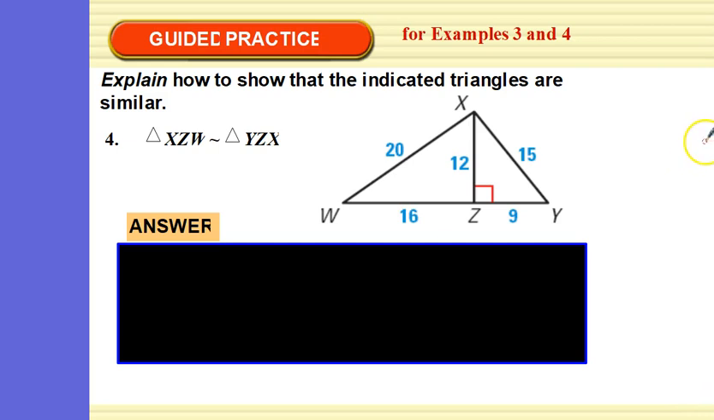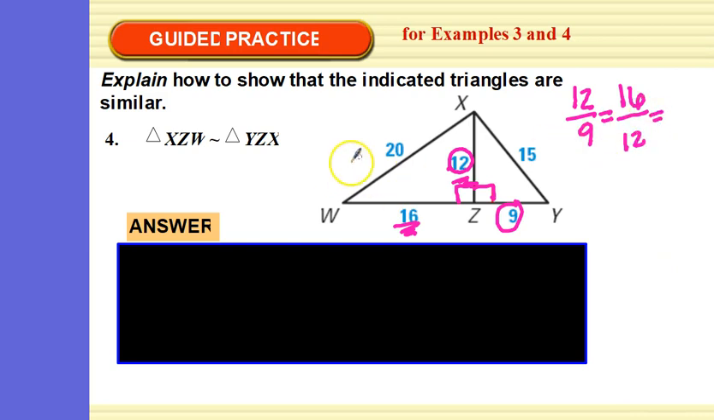Explain how to show that the indicated triangles are similar. 90 degrees, 90 degrees, right? We have an angle. All right, so now, side, angle, side. Let's see if we can do this. So, what do we got? Smallest on this one is the smallest on this one. So the 12, smallest to smallest. Middle to middle. Largest to largest.